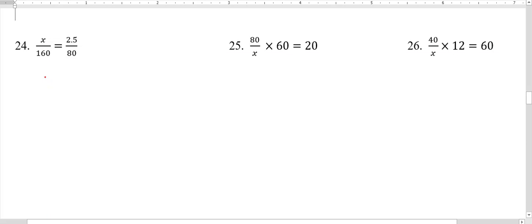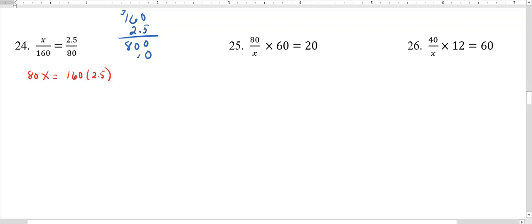So I've got x times 80, which gives me 80x. I got 160 times 2.5. So I got to go up here. I can't do that one in my head either. So 160 times 2.5. 5 times 0 is 0. 5 times 6 is 30. Carry my 3. 5 times 1 is 5 and 3 is 8. So I put a placeholder.